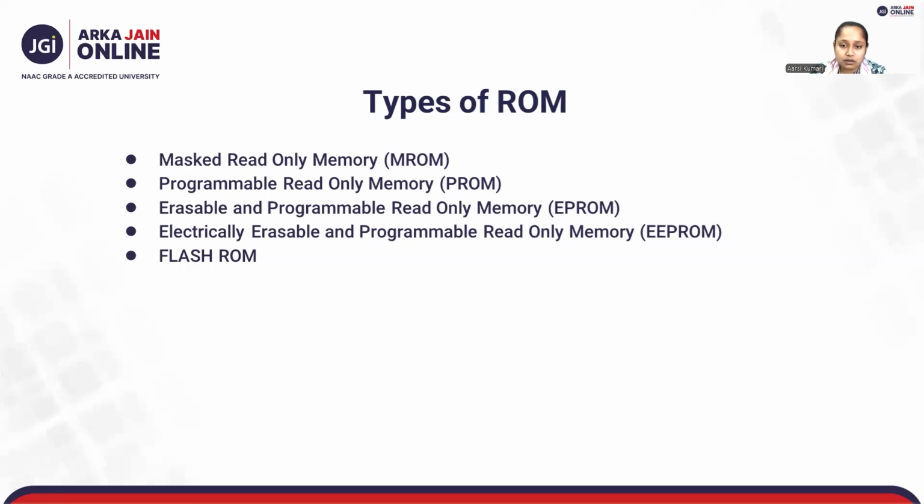Erasable and programmable read-only memory. EPROM is a type of ROM that can be reprogrammed and erased many times. The method to erase the data is very difficult. It comes with a quartz window through which ultraviolet light of a specific frequency is passed for around 40 minutes to erase the data.